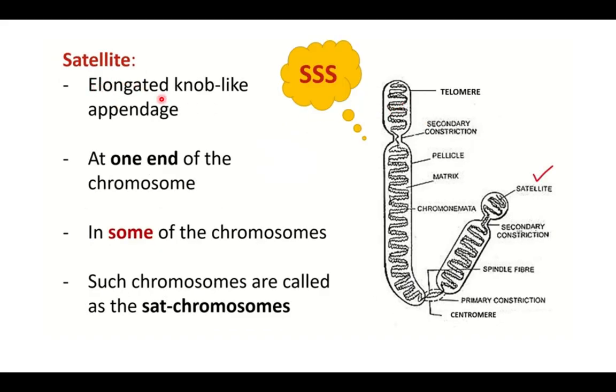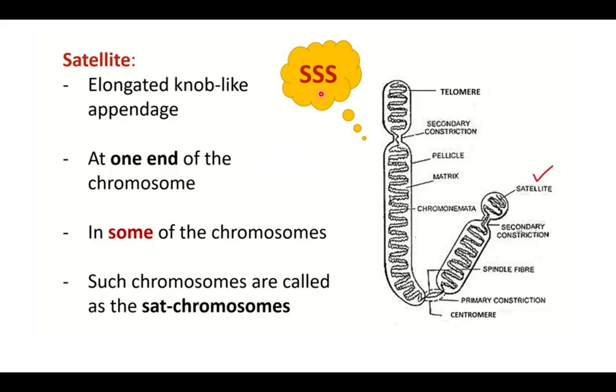Next, satellite. You can notice this area, the satellite. This is an elongated knob-like appendage. Can you notice? It is a knob-like structure, which you can see in a fan regulator or door handles, etc. Such a structure is the satellite. It is present at one end of the chromosome, and only in some of the chromosomes. Chromosomes where the satellite is present are called SAT chromosomes.